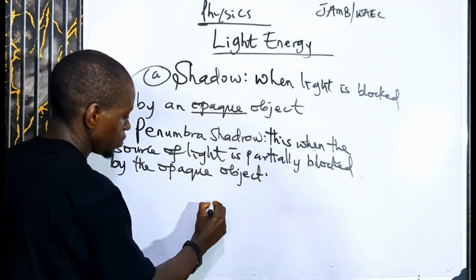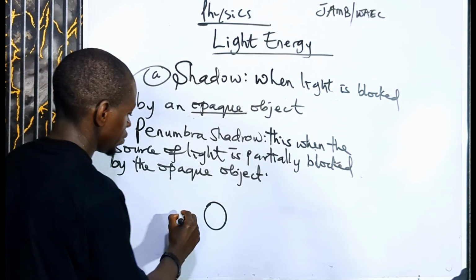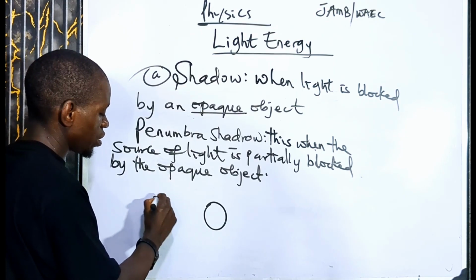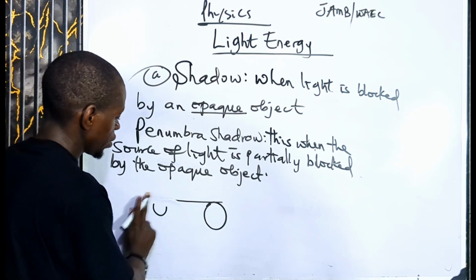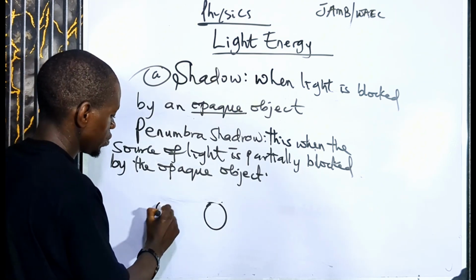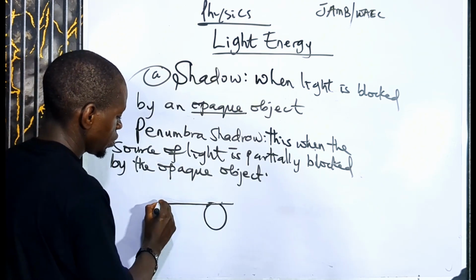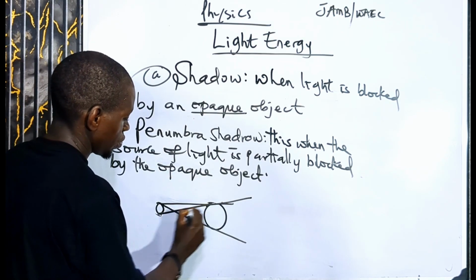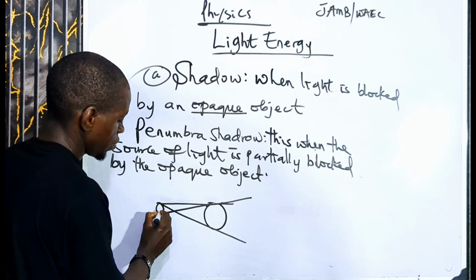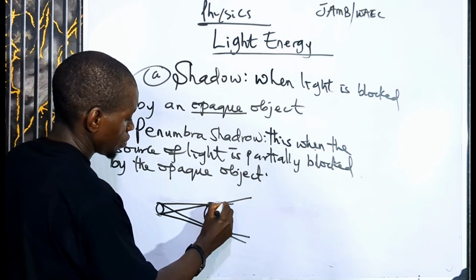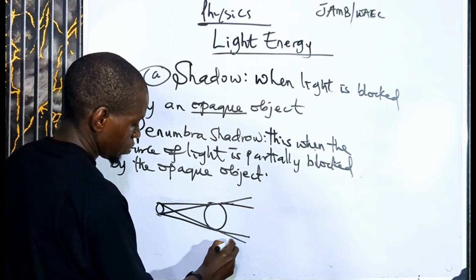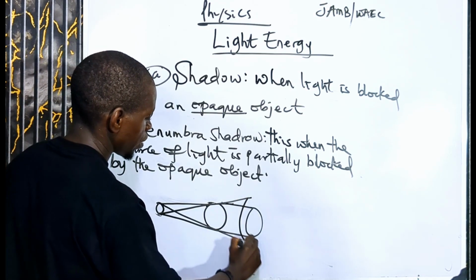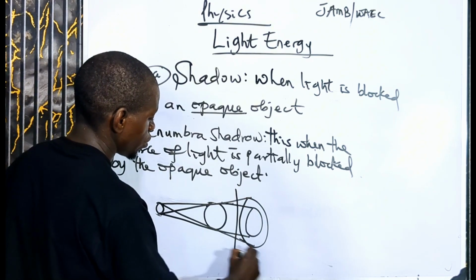So let's look at this. Let's say we have source of light like this. We have our object like this, and let's say we have our source of light like this. We probably might be having, okay, I didn't get this properly. So we have something like this. This is what we are going to have. We have one shadow here. We also have another shadow here. All of them on a screen.